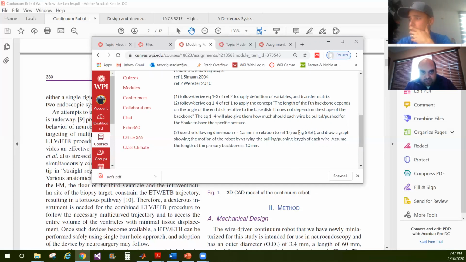Okay, so this part I still need to read to understand it. And then the third thing is use the following dimensions, r equal 1.5 in relation to reference 1, and draw a graph showing the motion of the robot by varying the pushing length of each wire. Assume the length of the primary backbone is 10 millimeters.